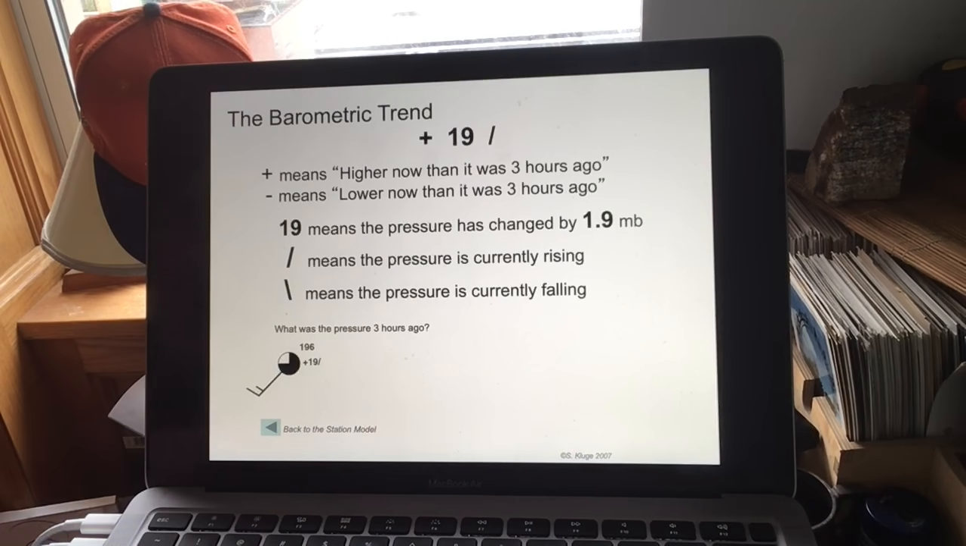So what was it? Again, 1019.6 minus 1.9, which must equal 1017.7. You check the math yourself.